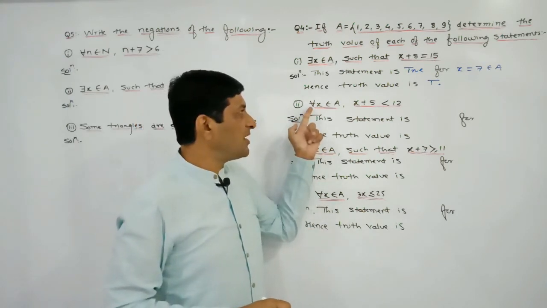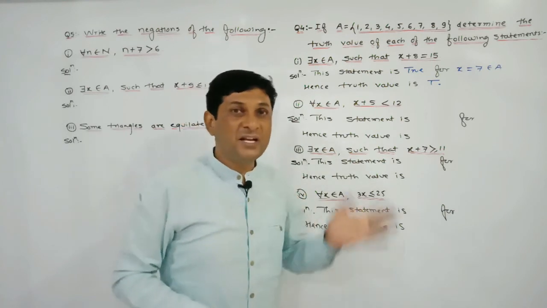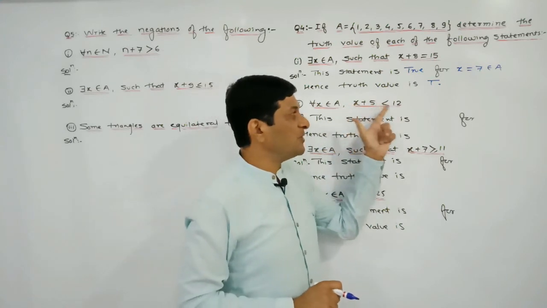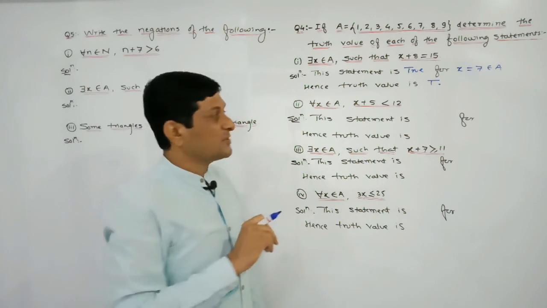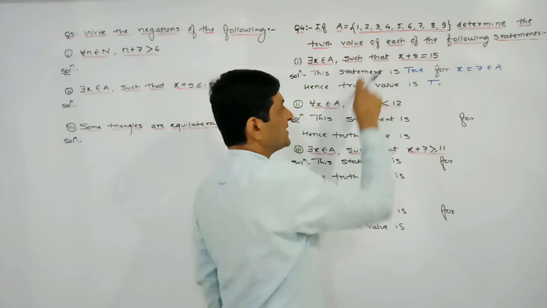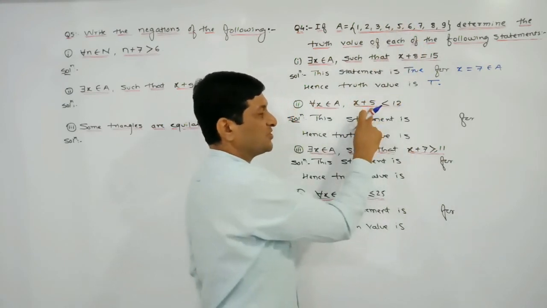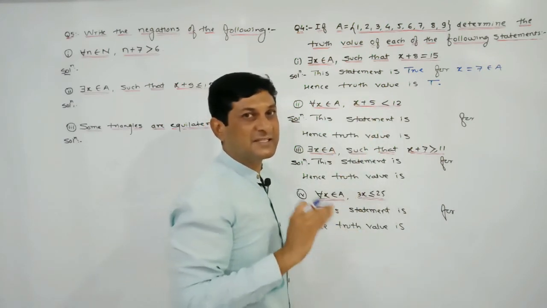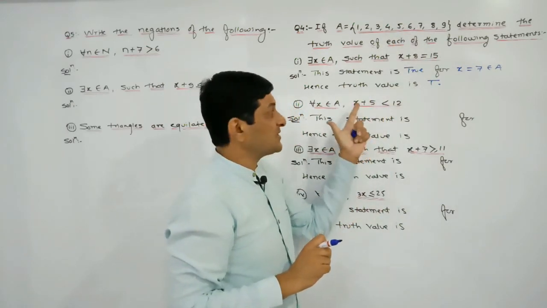Now let us try to solve this example. Here the given statement is: for every x, means we have to check whether every element satisfies the given condition or not. What is the condition? x plus 5 is less than 12. So let us check: definitely 1 satisfies, 2 also satisfies, 3, 4, even 5 and 6. 6 also satisfies this condition because 6 plus 5 is 11, and 11 is less than 12.